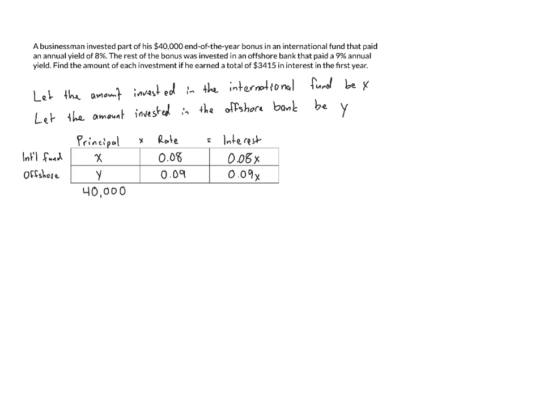And this actually is going to give us our first equation. We don't know how much he invested in each of these accounts. We're representing them with X and Y, but we know that the total investment was $40,000, so that means X plus Y has to equal $40,000 in total. That $40,000 ends up being a part of our first equation.